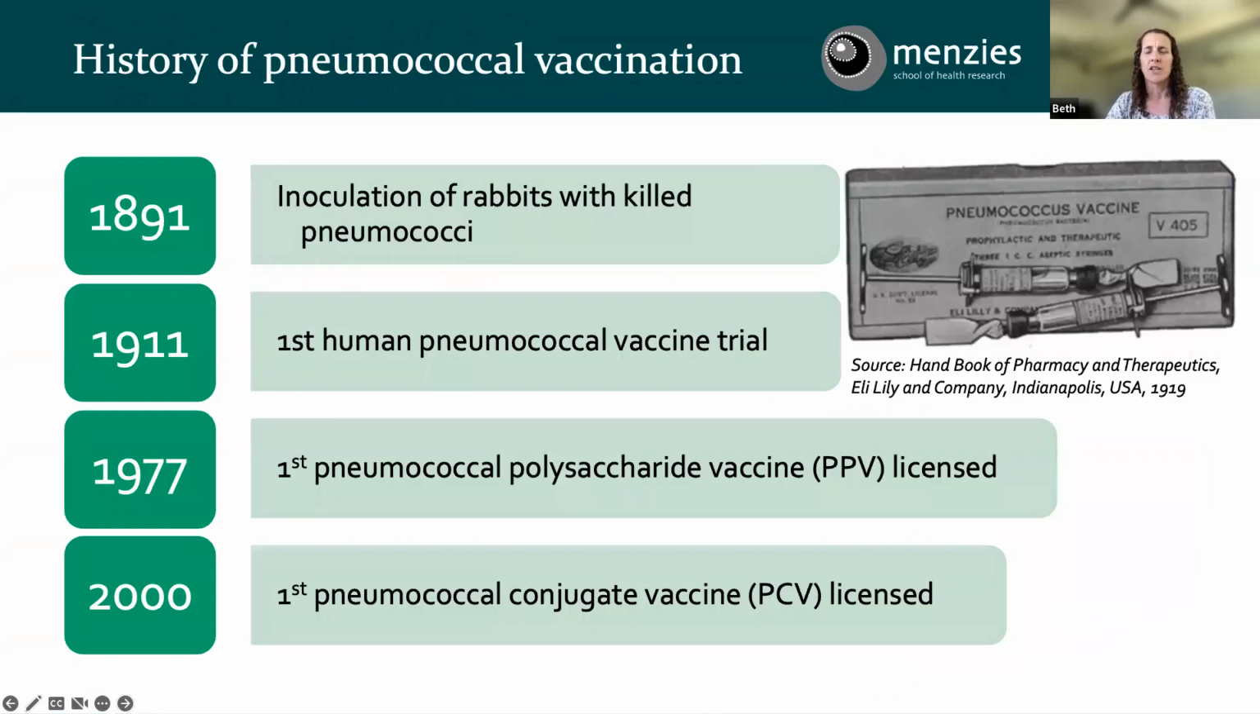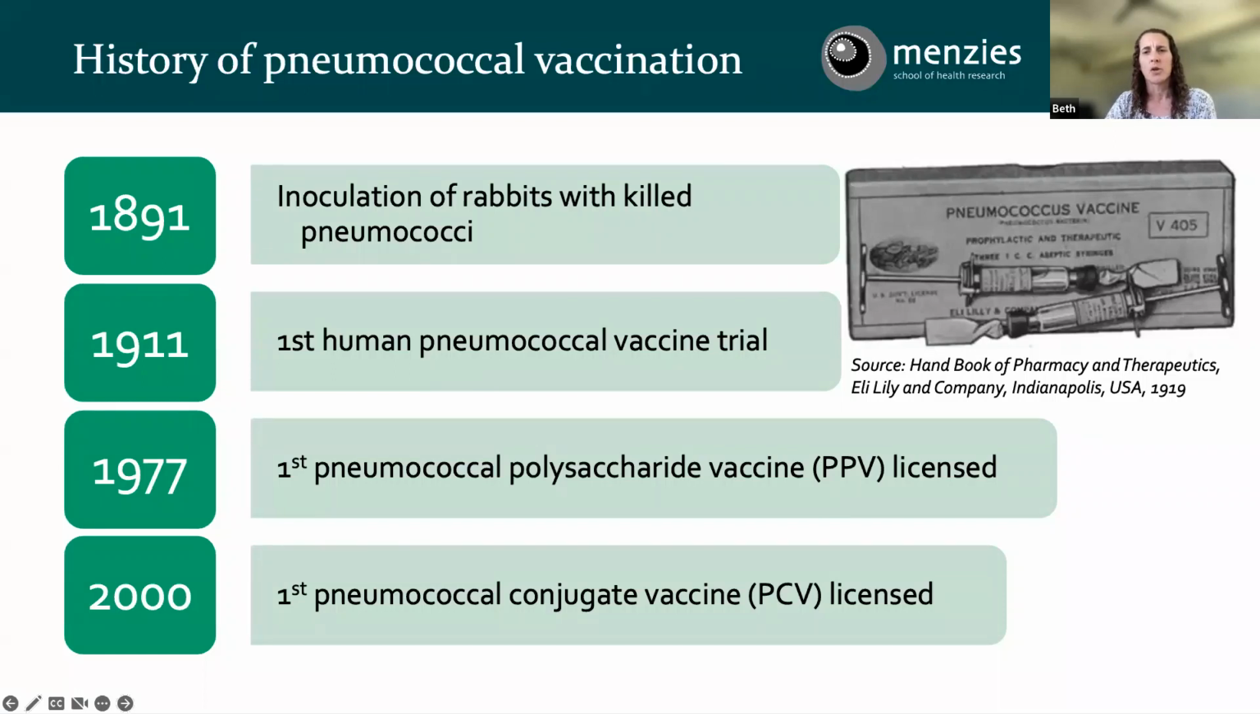So pneumococcal vaccination has a pretty long and interesting history. In the late 19th century, there was a series of experiments conducted on rabbits that used killed pneumococci. And it was shown that rabbits repeatedly injected actually were immune to reinfection. And these experiments also led to the discovery of serum therapy, because the people doing the experiments actually transferred the serum from the inoculated rabbits to other rabbits and showed that that transferred the immunity as well.